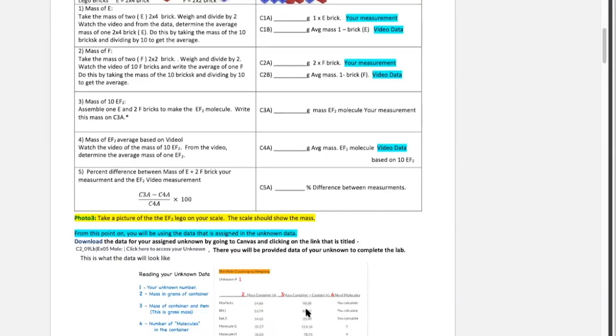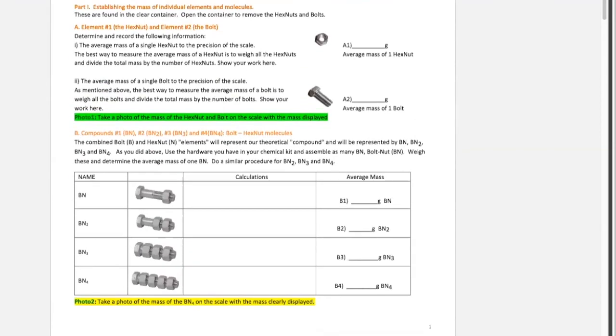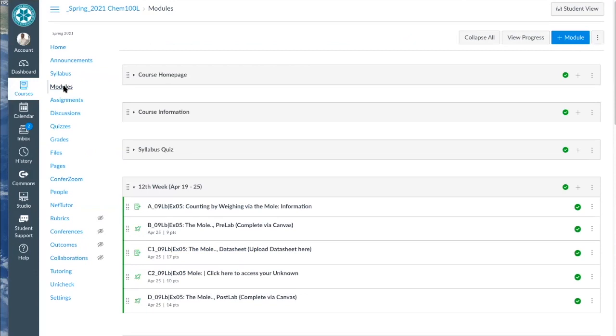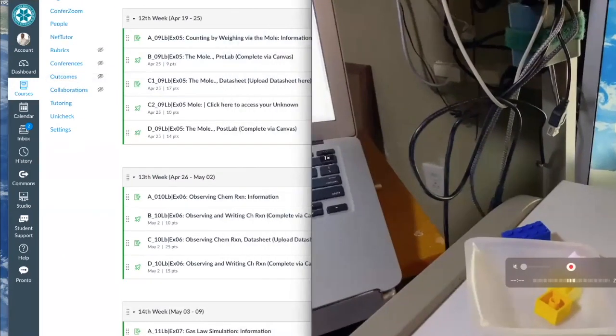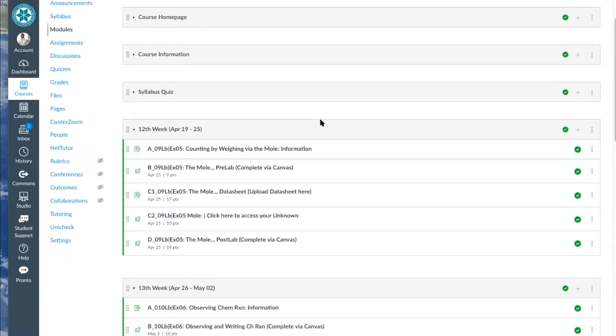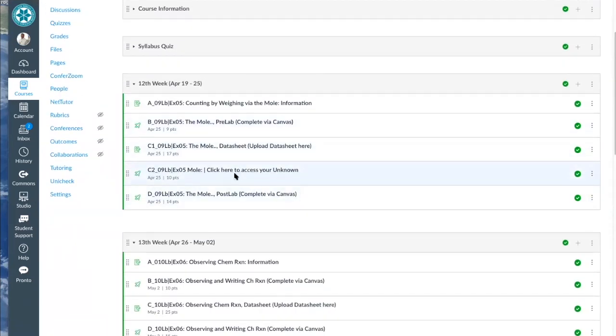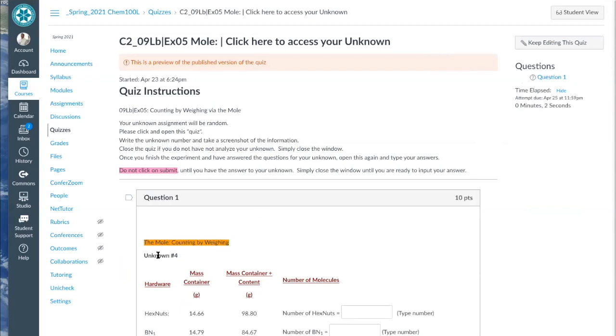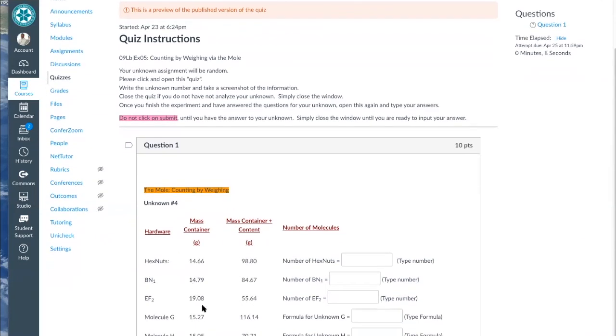Then you need to go to Canvas. Let me show you this real quick. You need to go to this section of Canvas. You go to Module, and then go to this portion of Canvas. Access, click here to access your unknown. Each of you will be randomly given an unknown, okay? So when you click here, I'll do a preview. This is unknown number 4. There's going to be 10 unknowns, okay? And do a screenshot of this.